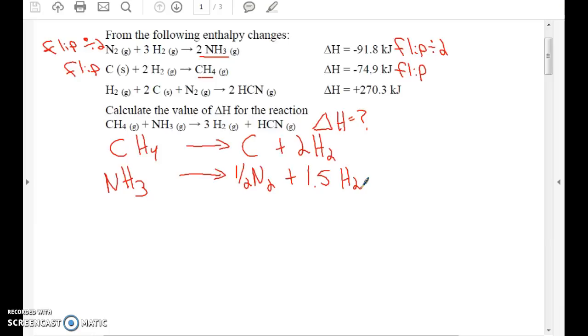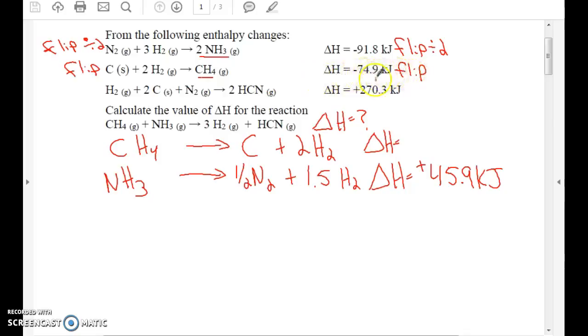It doesn't really matter. Now, the delta H, and I just realized I forgot the delta H for the top sub-equation, so I'll have to go back and do that. Delta H for this one, it starts off as negative 91.8, but we flipped it, so that's going to make it positive. And when you take 91.8 divided by 2, you get 45.9 kilojoules. The first sub-equation, I forgot to fix that one. That is the one with methane.